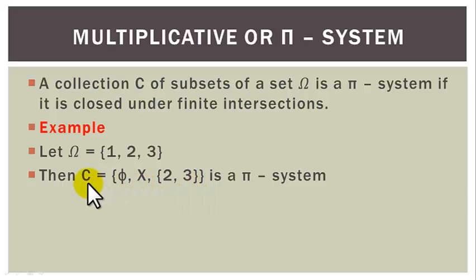This class C is a pi system since it is closed under finite intersection. As you can see, empty set intersection omega is empty set. Omega intersection this set is this set 2, 3. So this set C is a pi system. But the set C is not an algebra.